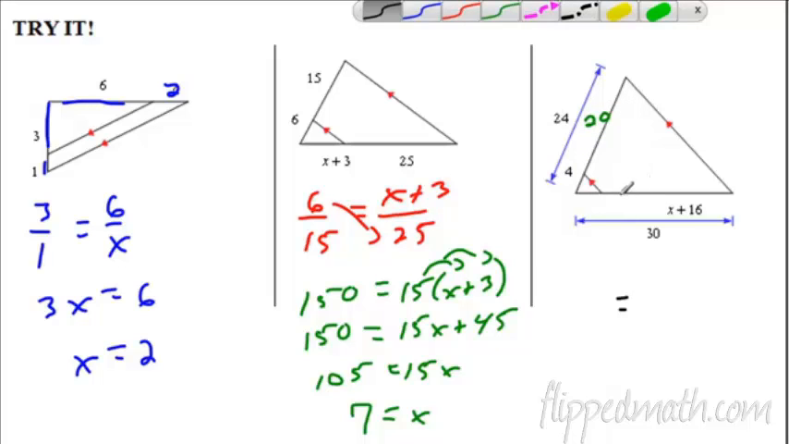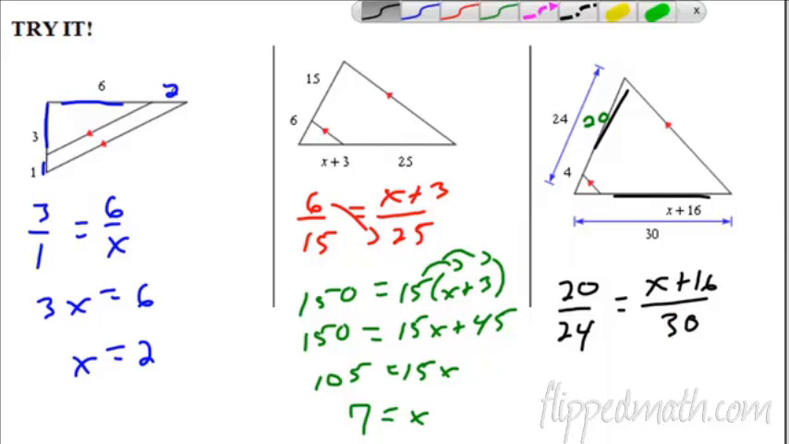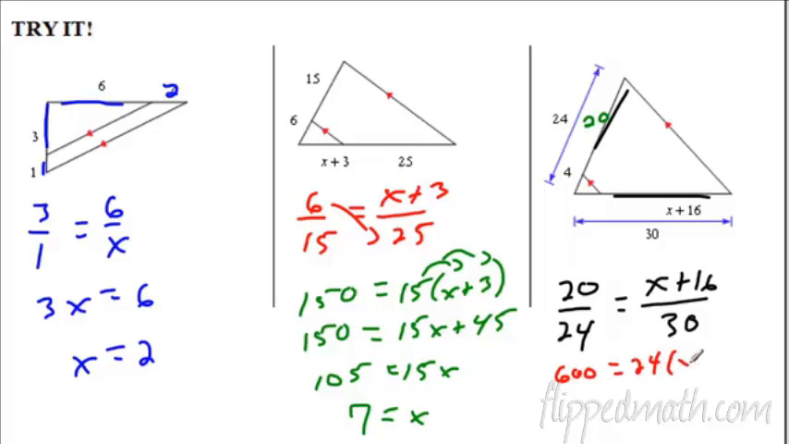How about this? I know this side and this side are a partner, and I know the big side. So I can say 20 is to 24 as what? x plus 16 is to 30. Excellent. So that is the correct way to set that proportion up. Let's solve it just to make sure we have it. So I'm going to say 20 times 30 is 600. Just be careful with your distribution here. If you can distribute, you're in business.